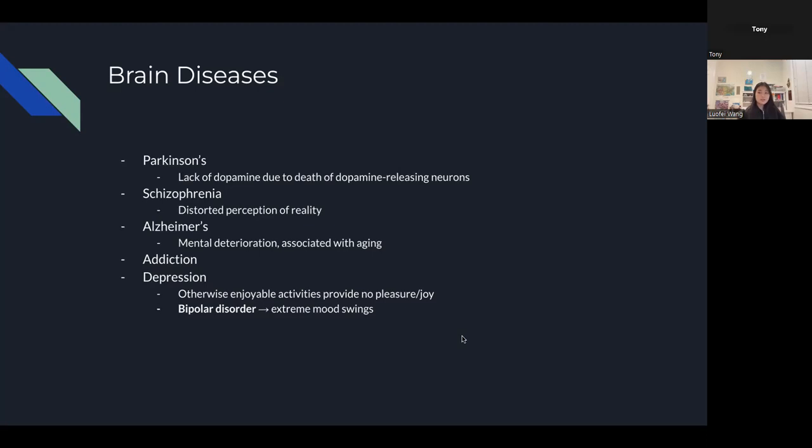Addiction is when you have a really addictive substance that can mimic neurotransmitters and make you feel really good, and then your neurons will create a lot more receptors for that substance, and then you will constantly need more and more of it. But once you don't have it, you'll go through withdrawal and it's really, really painful. And also depression, which is where otherwise enjoyable activities provide no pleasure or joy. A subtype of that is bipolar disorder, a symptom of which is extreme mood swings.